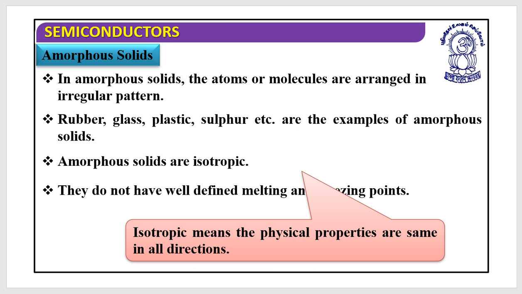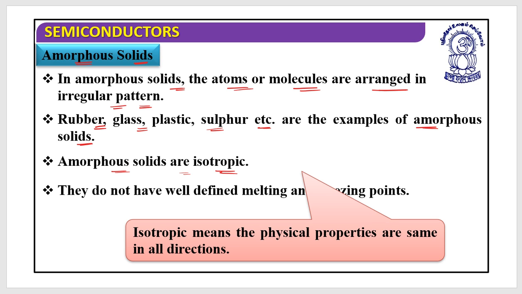Now let's have a look at what amorphous solids are all about. In amorphous solids, the atoms or molecules are arranged in an irregular pattern. Rubber, glass, plastic, sulfur, etc. are examples of amorphous solids. And we can say amorphous solids are isotropic.